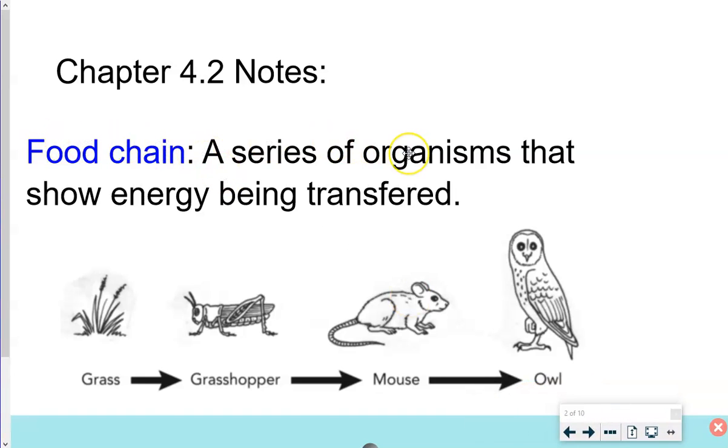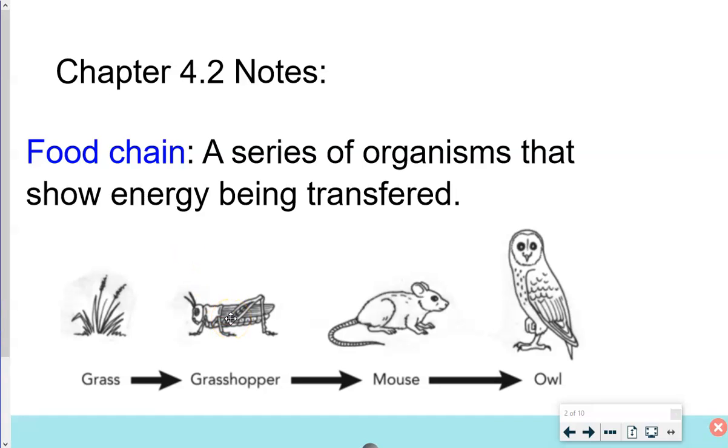Okay, a food chain is a series of organisms. A series means one right after the other in order. So a series of organisms that show energy being transferred. What this means is this grass here has a whole bunch of energy stored up inside. When the grass gets the sunlight energy, it makes a whole bunch of sugar, and the sugar is sitting in the leaves and the roots and the flowers and stuff.